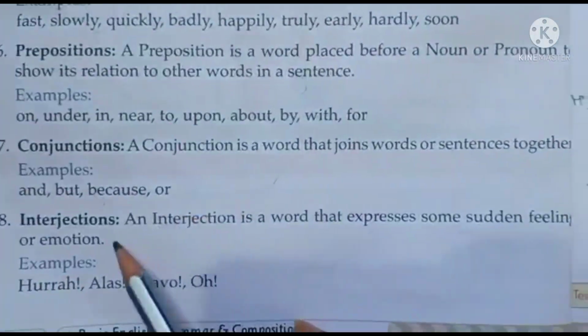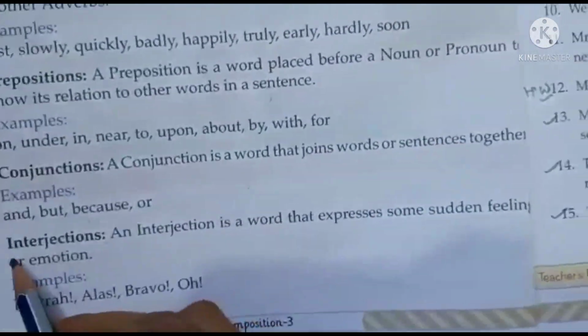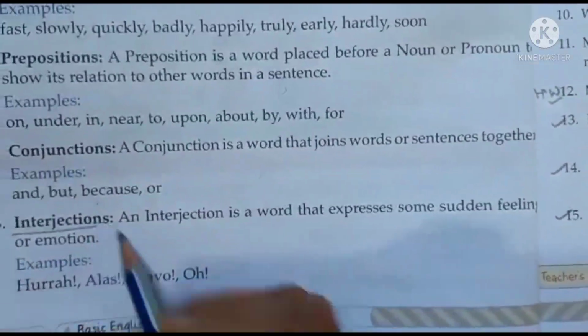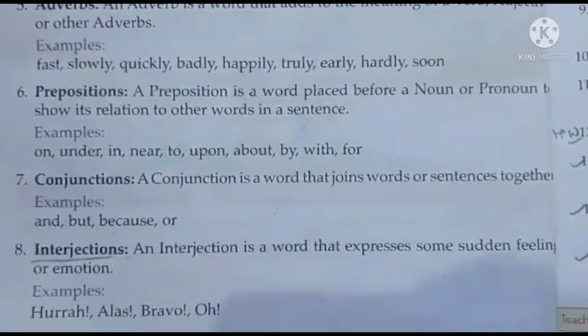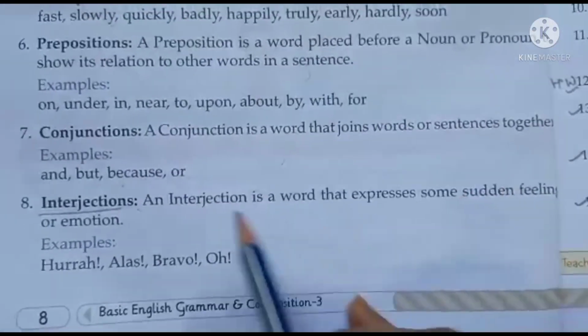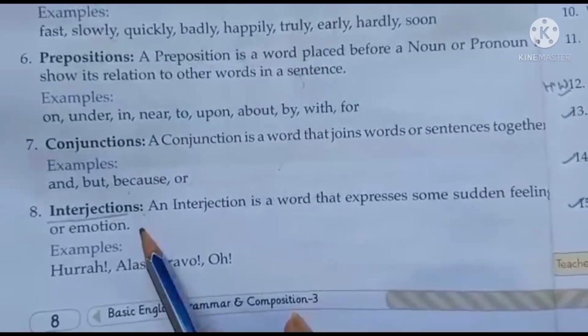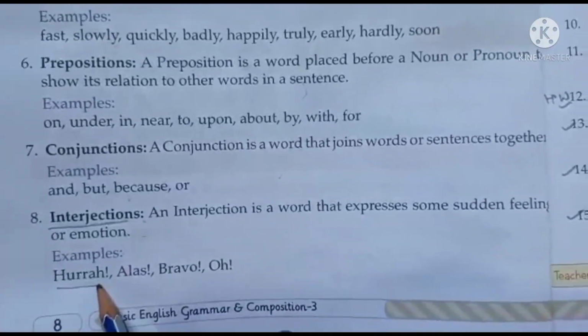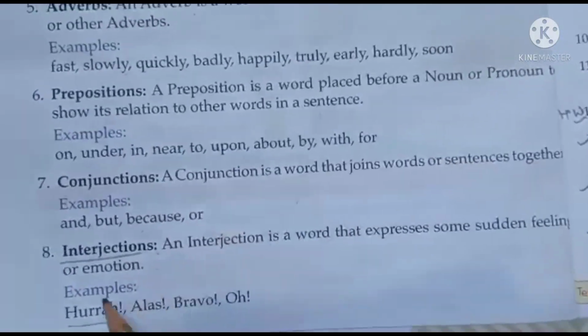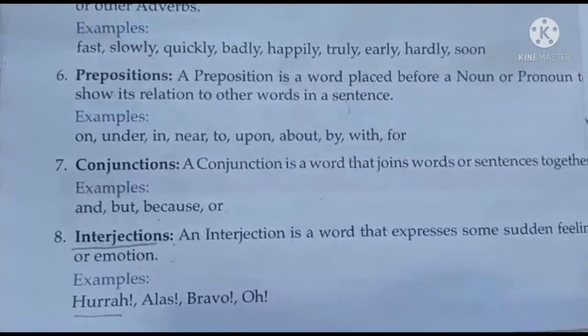Examples. Next is interjections. This topic only we haven't done, children. What is an interjection? An interjection is a word that expresses some sudden feeling or emotion. See the examples, children, you will come to know. Hurrah! When you're happy, you say, hurrah, we won the match. So this word hurrah is your interjection.